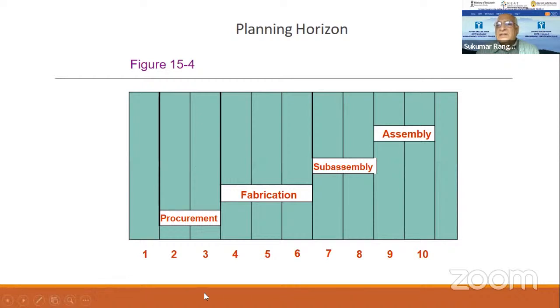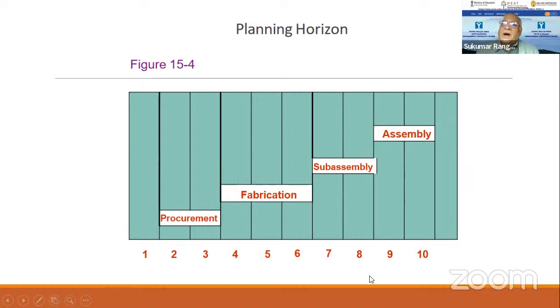Just a simple example given here. The procurement of parts, let's say, takes 2, 3, 4, this much. Fabrication of the parts takes this much time. The sub-assemblies take this much time, and the assembly takes this much time. So the total lead time is, say, 9. 9 units of time are required for completion from the procurement to the final assembly.